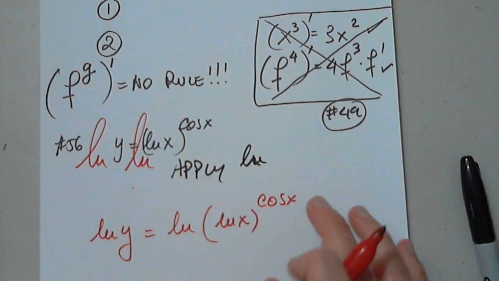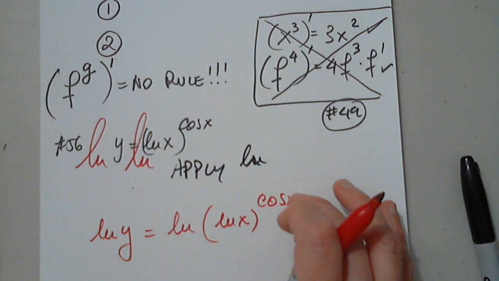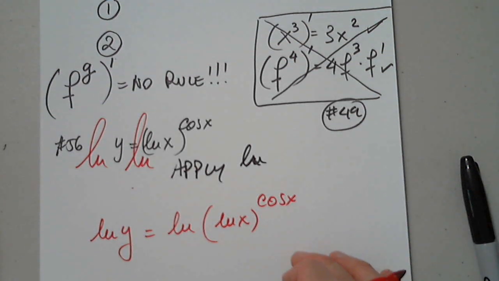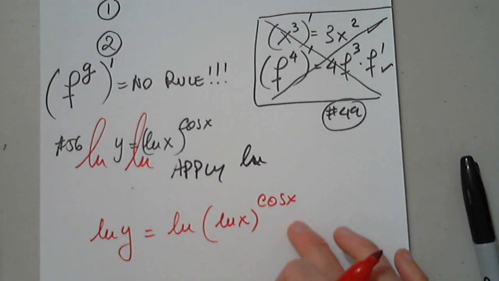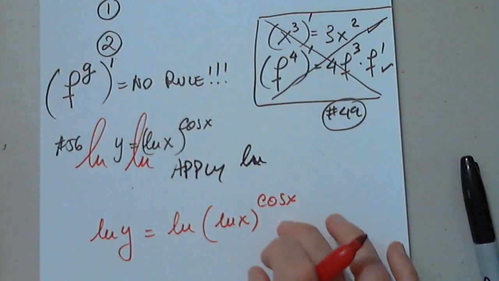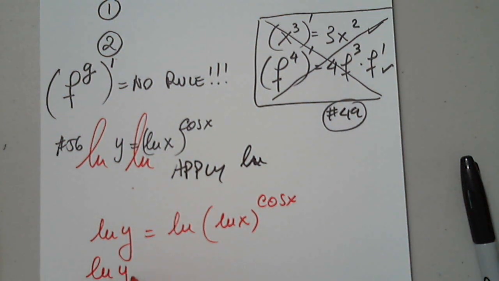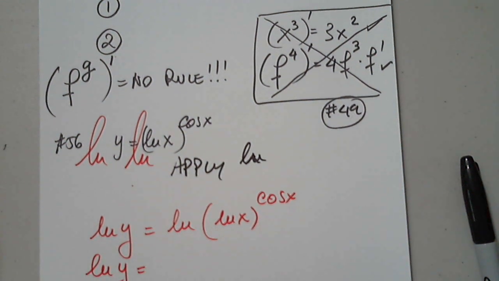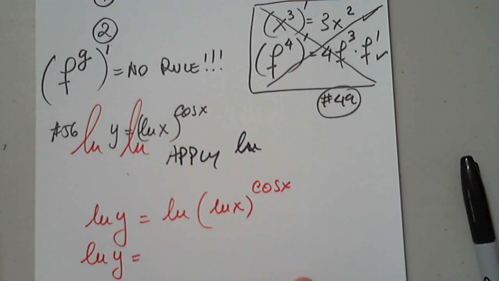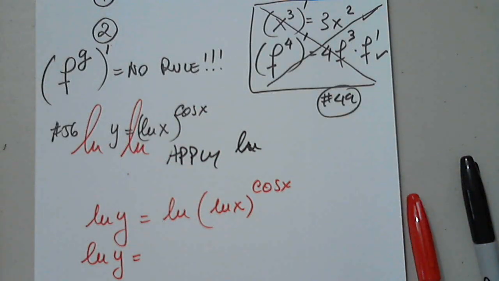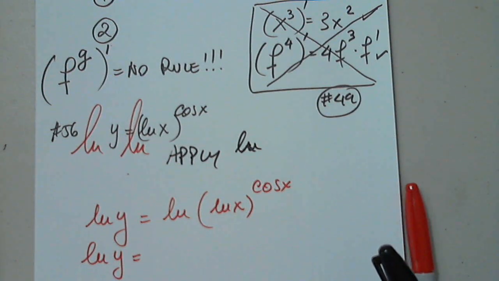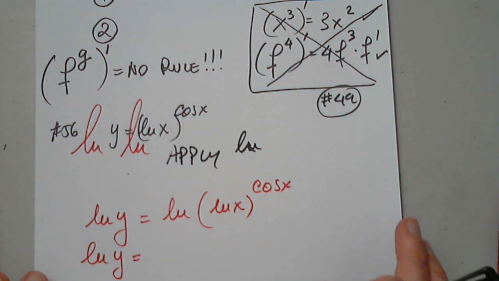Log has 3 properties: the power rule, the product rule, and the quotient rule. So is there any way I can simplify this side? This is algebra. Do we remember those 3 rules? No. Okay, then I have to come back.